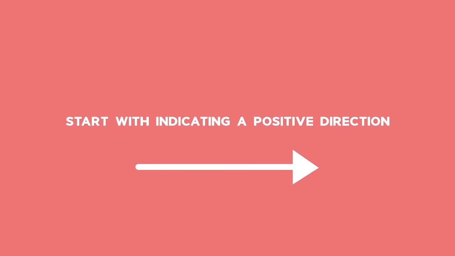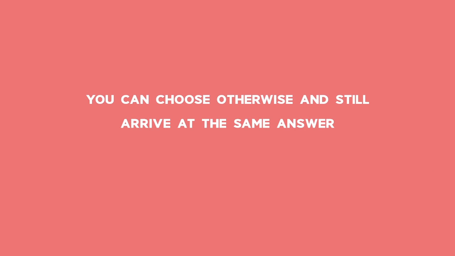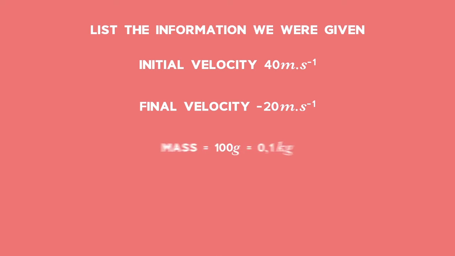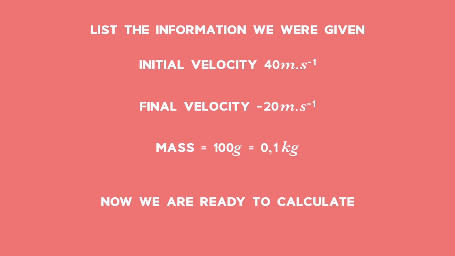As with any vector question, start with indicating a positive direction on your diagram. In this case, towards the wall is chosen. You can choose otherwise and still arrive at the same answer. Next, let's list the information we were given. The initial velocity is 40 meters per second as it is towards the wall, but the final velocity is -20 because it is away from the wall. The 100-gram mass of the ball must be used as 0.1 kilograms in physics, and now we are ready to calculate.